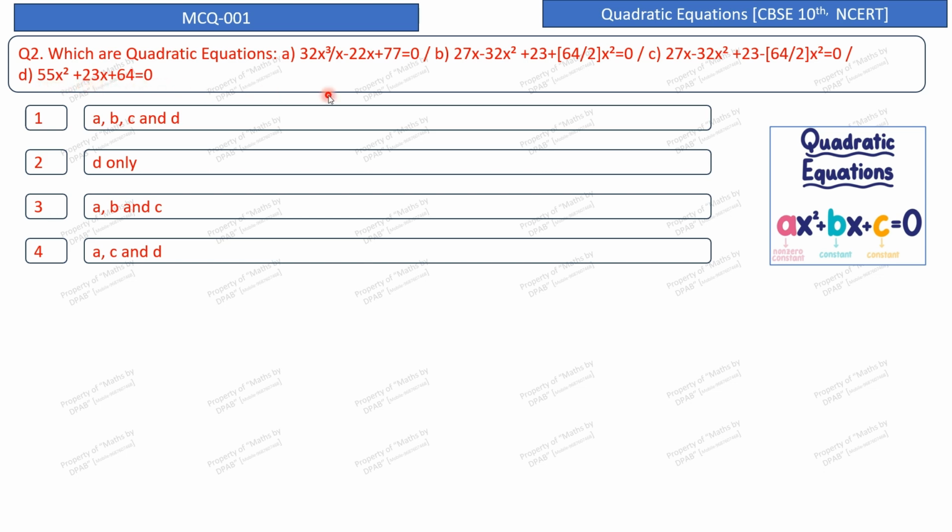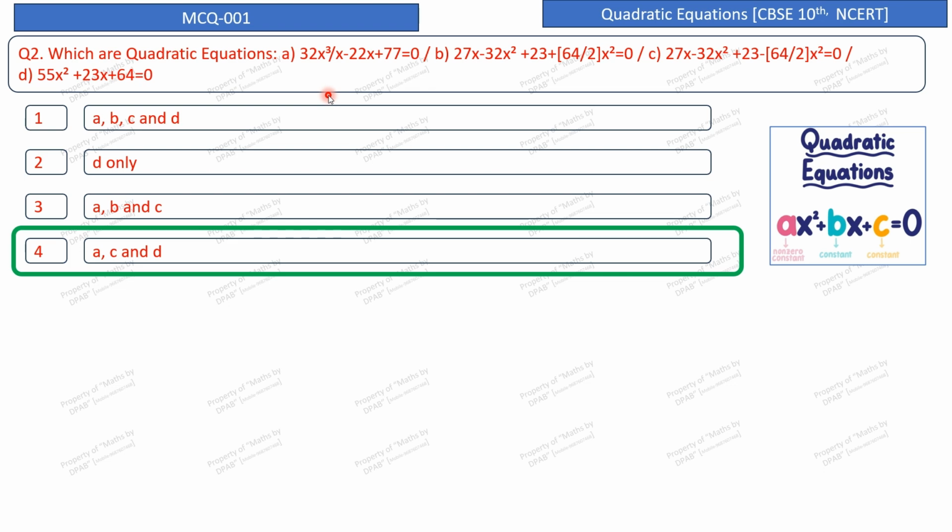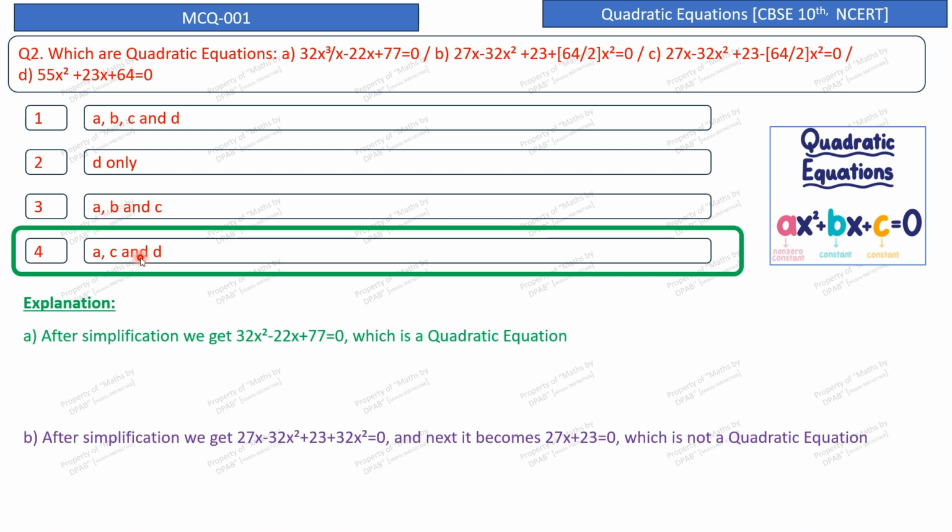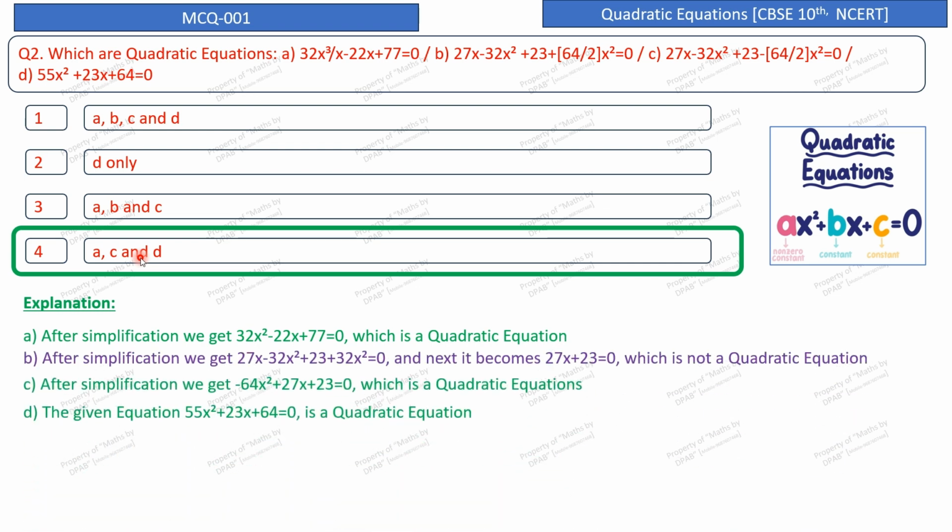Think and give the right answer by pausing this video. If you have selected the answer 4, that is equations A, C and D are quadratic equations. If you have selected other than 4, it's wrong. The explanation is given here. The same way you can pause this and find the answer, and the explanation is very clearly given.